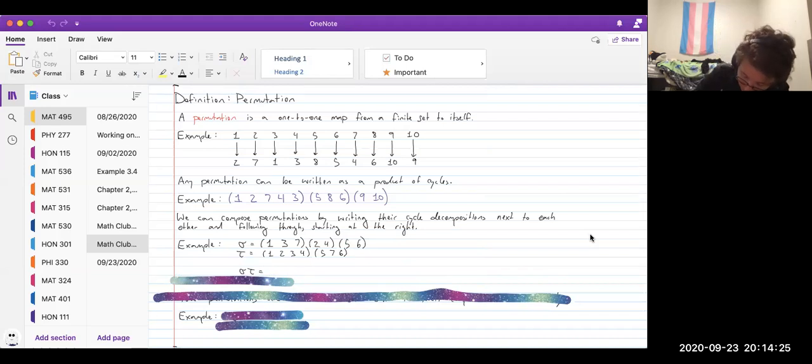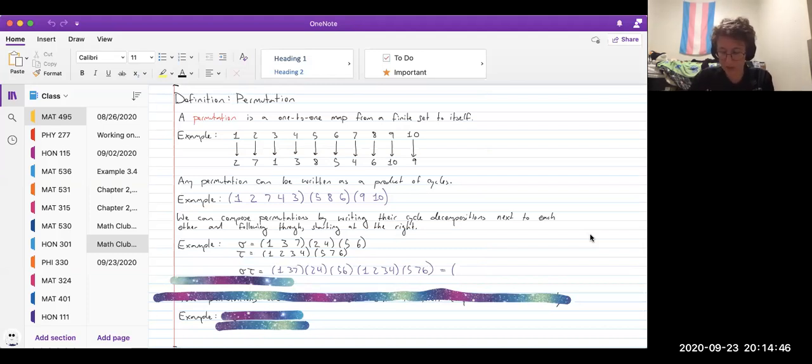So you just write them next to each other. Sigma is 1, 3, 7, 2, 4, 5, 6, and tau is 1, 2, 3, 4, 5, 7, 6. And now what we want to do is take each number and follow it along to see what the new permutation is. You start from the right when you're following through. So let's start with 1 here. What does sigma tau do to 1?